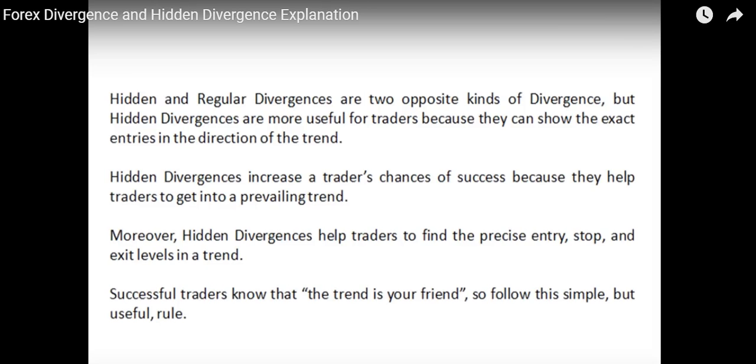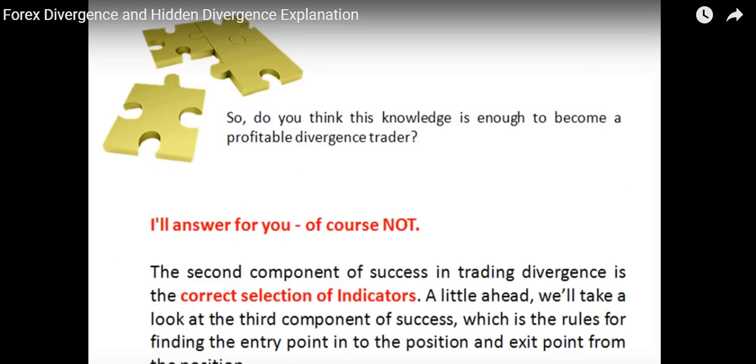Hidden and regular divergences are 2 opposite kinds of divergence, but hidden divergences are more useful for traders because they can show the exact entries in the direction of the trend. Hidden divergences increase a trader's chances of success because they help traders get into a prevailing trend. Moreover, hidden divergences help traders to find the precise entry, stop, and exit levels in a trend. Successful traders know that the trend is your friend, so follow this simple but useful rule.